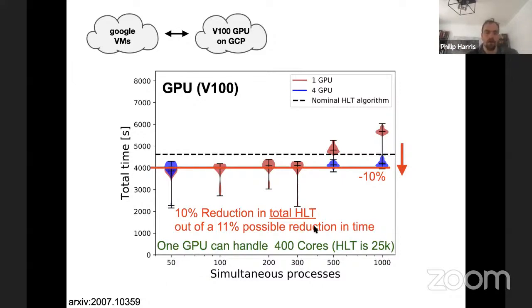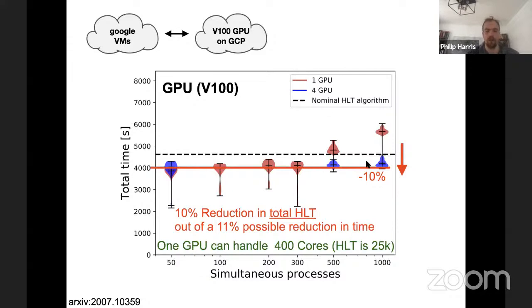And so what we saw when we offloaded it is that we were able to get a 10% reduction in the processing time. Well, what does this mean? It means that this algorithm was taking 10% of the time. We sped it up by a factor of 30. And now we can recover this additional 10% time for free. And we can have one GPU serve 300.